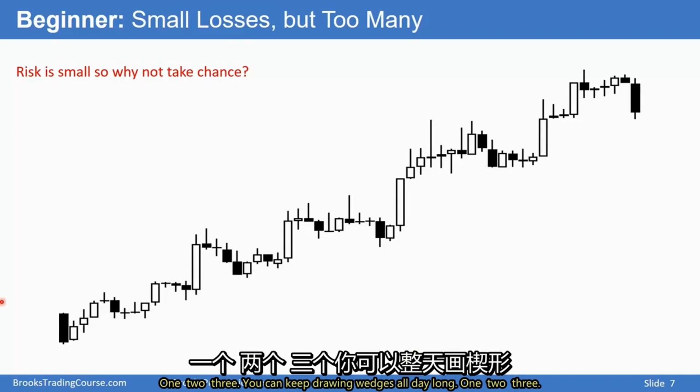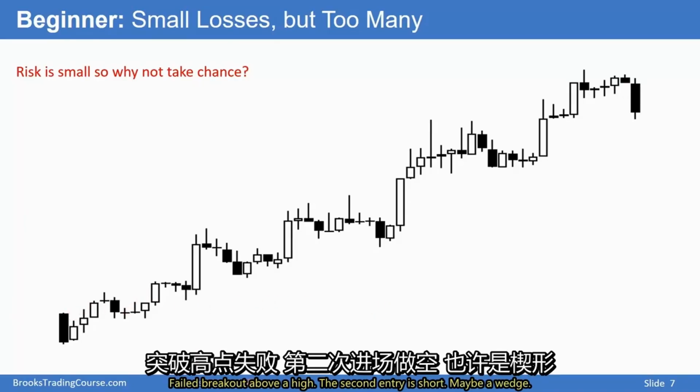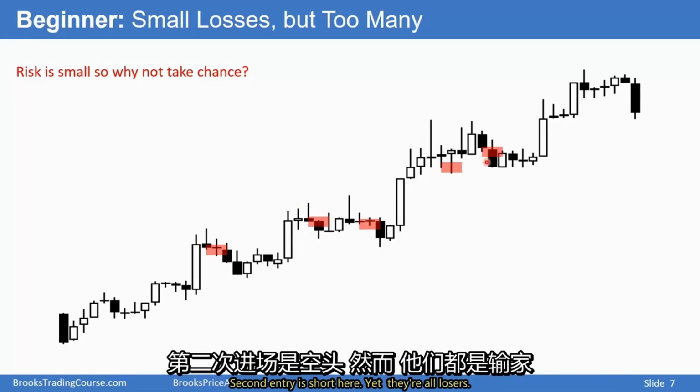Well, here's another example. We have a bull trend. Lots of wedges. 1, 2, 3. You can keep drawing wedges all day long. 1, 2, 3. Maybe 1 or 1, 2, 3. Failed breakout above a high. The second entry short. Maybe a wedge. 1, 2, 3. Second entry short here.